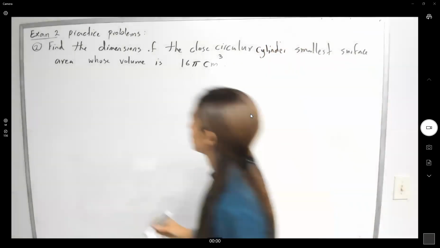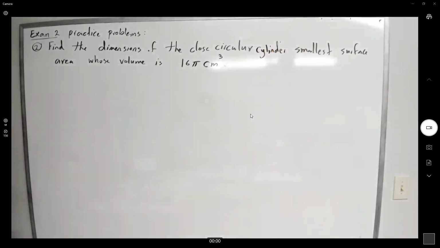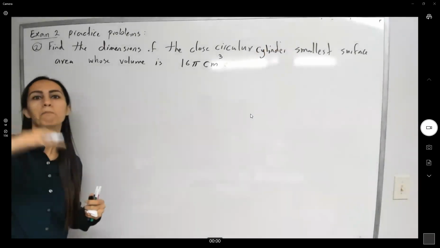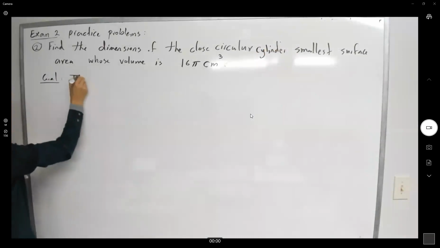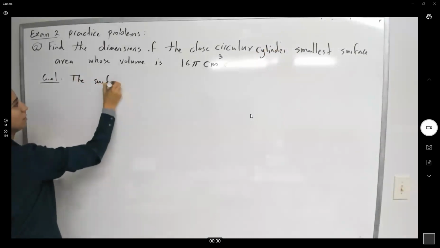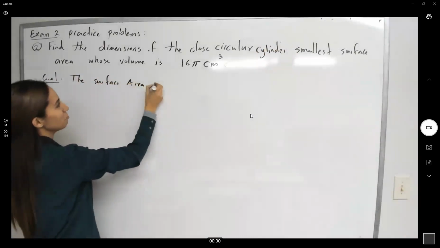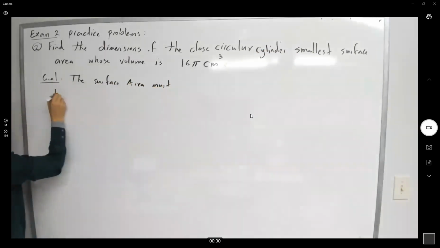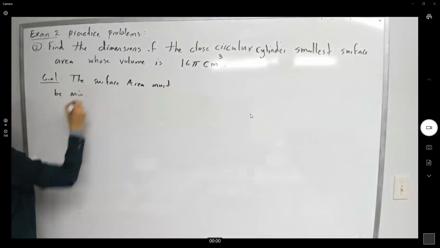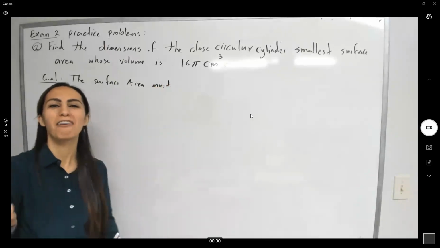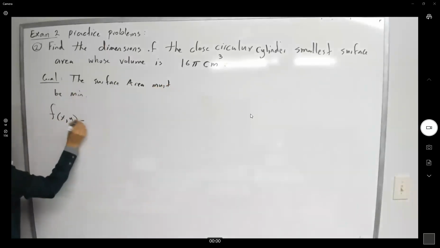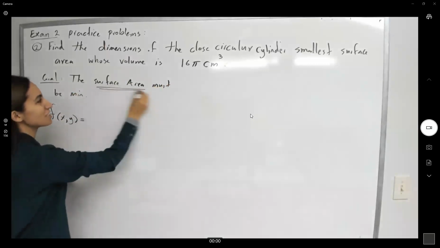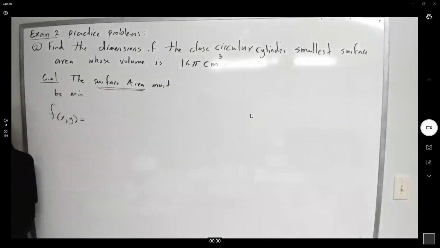With smaller surface area. So its surface area must be minimal. So this is our goal. The surface area must be minimal. So we're trying to minimize a function. There is a function that we try to minimize. That function is the surface area of the cylinder.